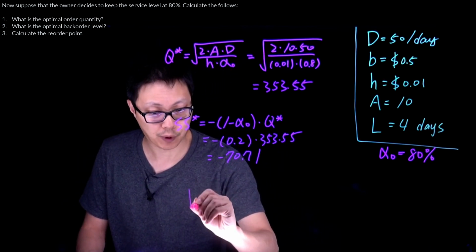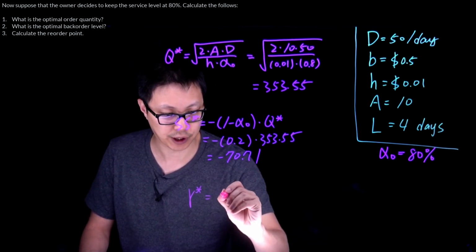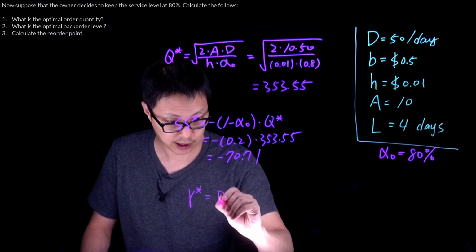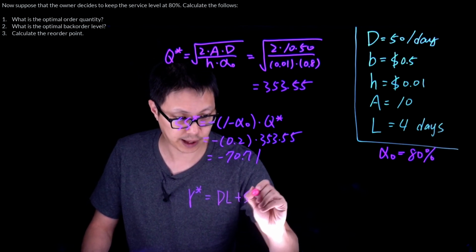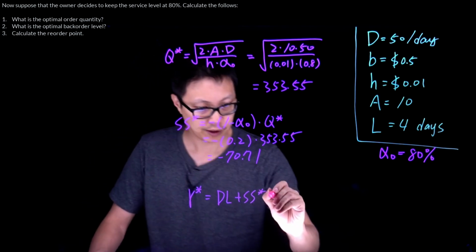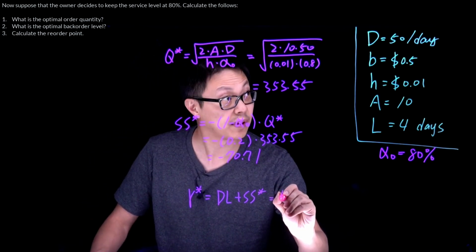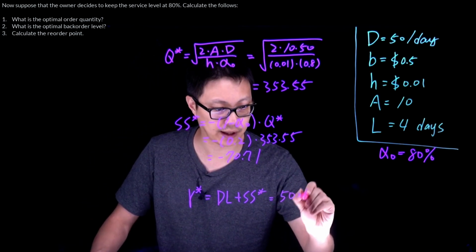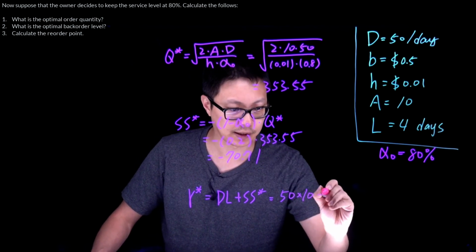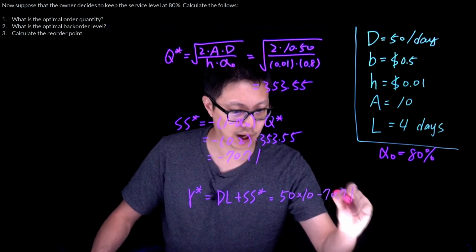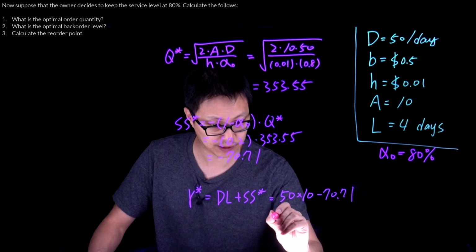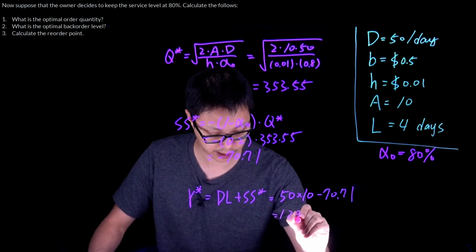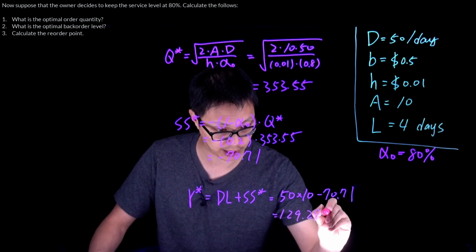And for the reorder point, the formulation will be DL plus SS star. So you'll be 50 times 10 minus 70.71. I believe this is equal to 129.289.